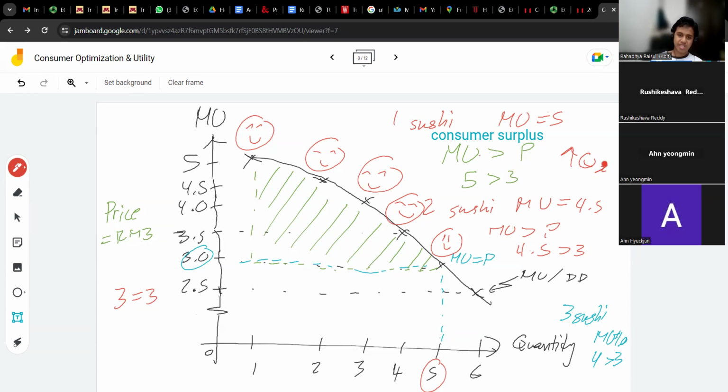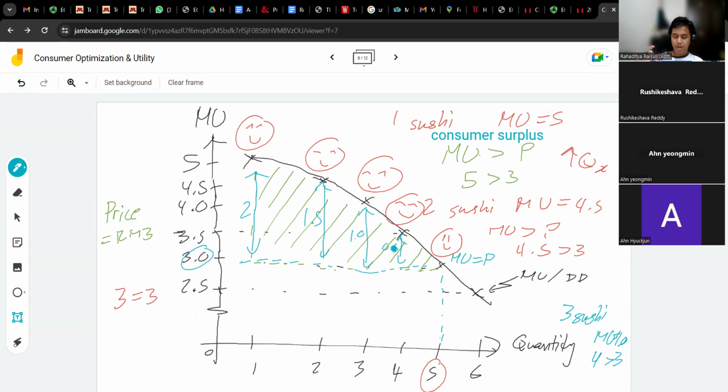Also, the reason why we shade this region as consumer surplus is because this actually represents the difference between our price and our MU. So this is actually what we call the surplus. So for example, at 1, my surplus is 2. Then in this case, my surplus was, let's say, 2.5. Wait, sorry, I made a mistake. In this case, it was 2. In this case, it was 1.5. In this case, it was 1. So this is kind of my surplus: how much additional value did I get out of it compared to what I paid? So yeah, that's what we call our consumer surplus.